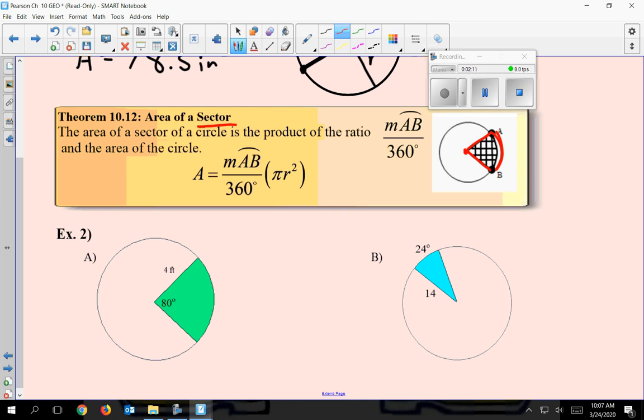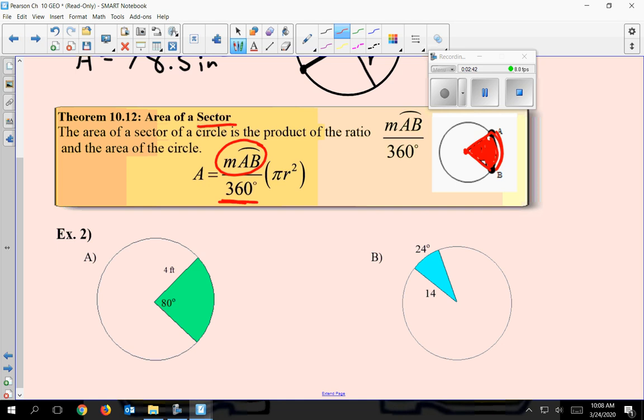So think of it as a piece of the pie. If you like cherry pie or banana cream pie or whatever kind of pie, it's going to make you hungry. Anyways, it's a sector, and I want to find the area of this piece of the circle. I know it's going to be proportional, or a ratio, of the entire circle. So once again, this is similar to what we did last time. The circle is represented by 360. I'm going to need the measure of that. That's going to be in degrees.